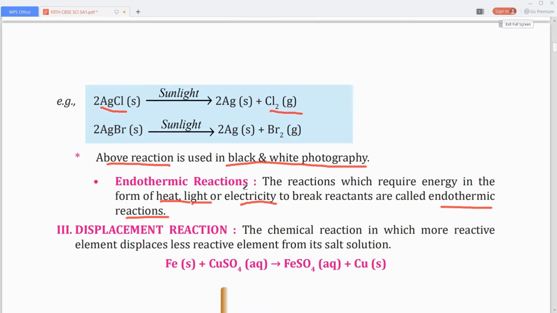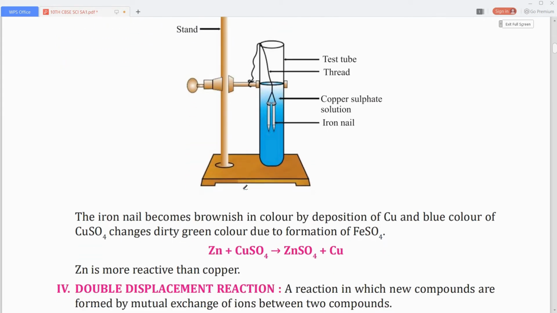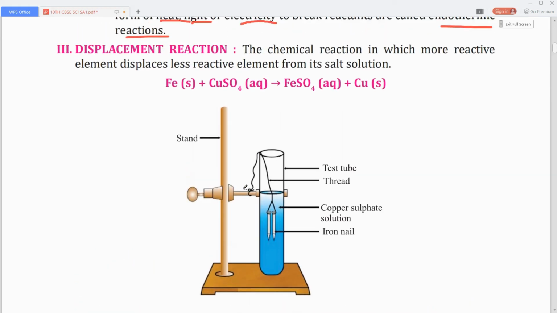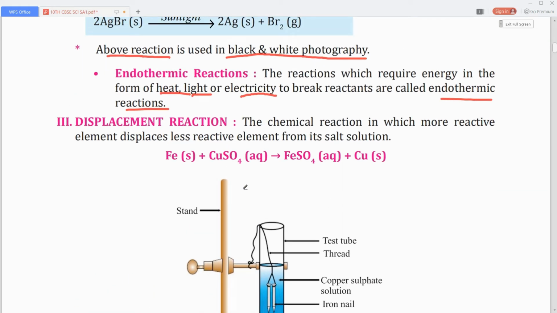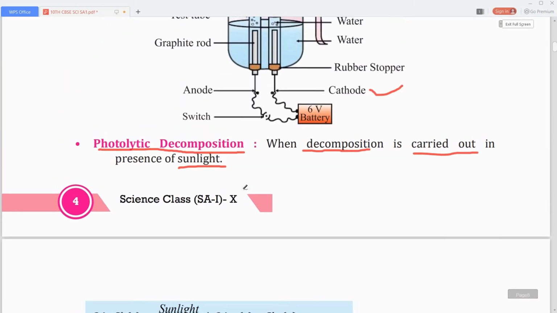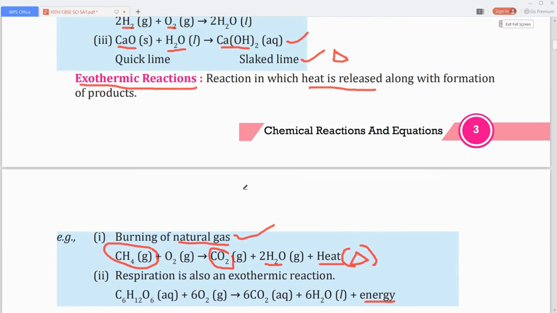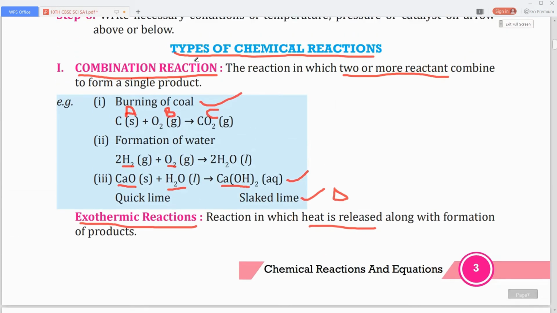Now we want to explain displacement reaction. Displacement reaction we will do in the next lecture. So in this lecture we have completed two types of reaction. First is combination reaction.